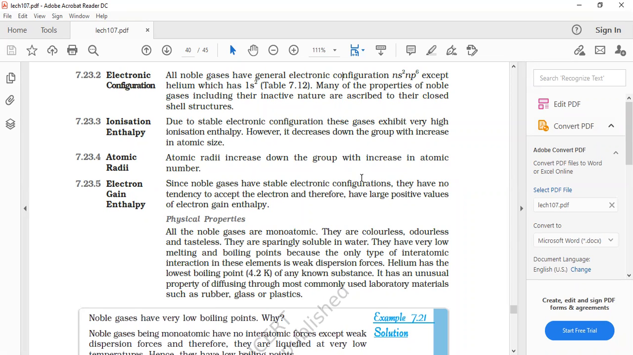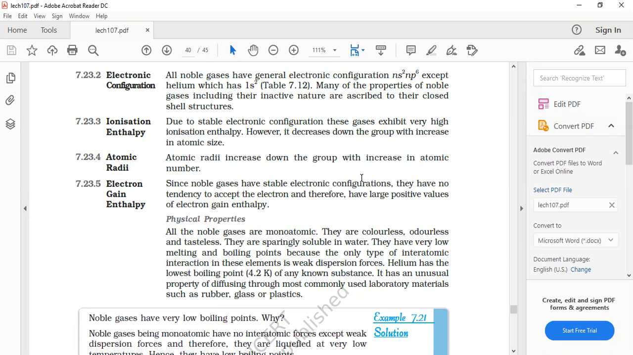If the question asks why the ionization enthalpy of group 18 is very high compared to other group elements, the reason is stable electronic configuration. You have to mention this reason. Second one is atomic radii. Same trend: it increases down the group.